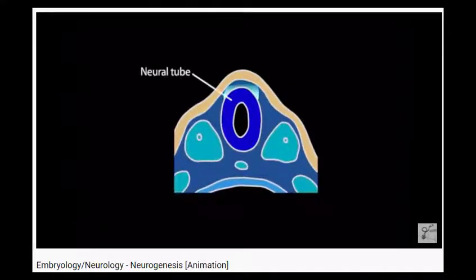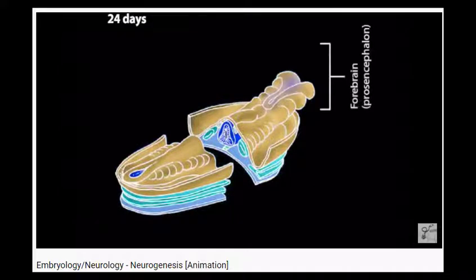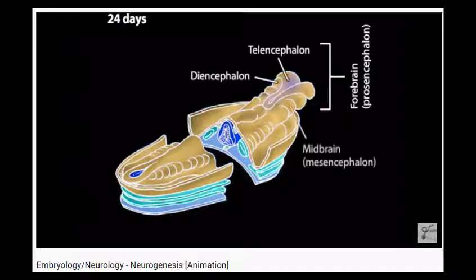The interior of the neural tube becomes the fluid-filled cerebral ventricles of the brain, the central canal of the spinal cord, and the passages that connect them. By about 24 days, the three major subdivisions of the brain are discernible. These include the prosencephalon or forebrain, including the telencephalon and diencephalon, the mesencephalon or midbrain, and the rhombencephalon or hindbrain.